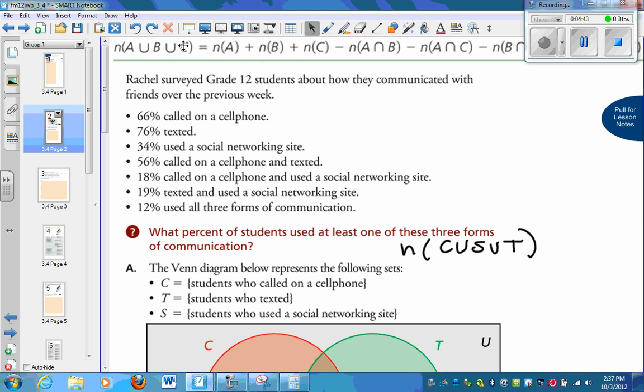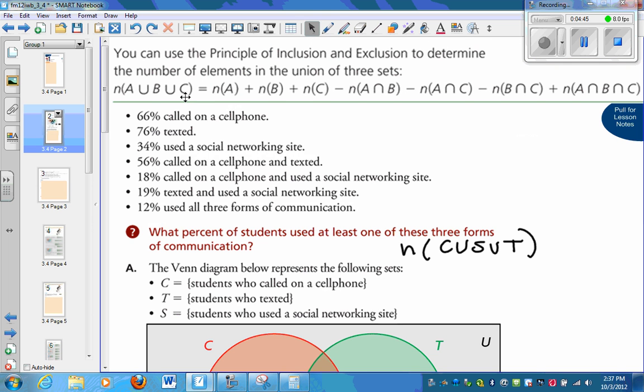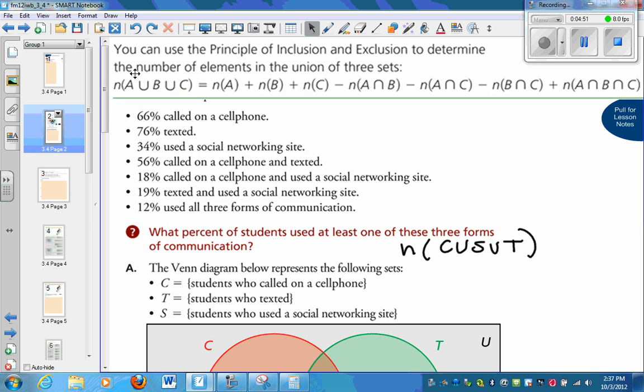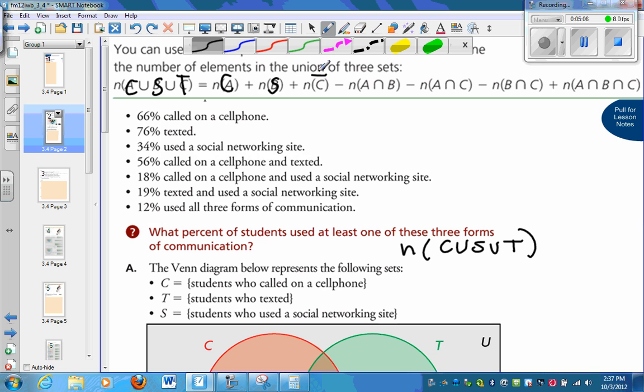Another strategy we could have used is the principle of inclusion and exclusion. So it says the number of A union B union C is equal to the number in A, plus the number in B, plus the number in C. So let's just change these letters so we are the same. Let's change this to C, S, T.